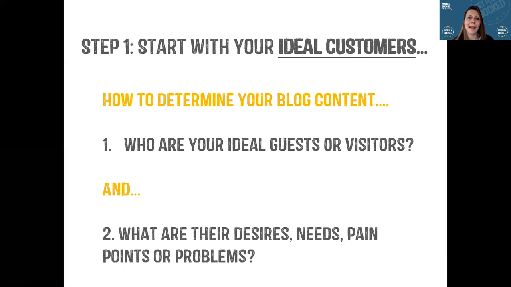So the first step is to think about your ideal customers. So your ideal visitors, guests, or maybe diners. And then think about what is going to be of interest to them. So it could be something around the type of customer they are. So for example, if they travel with their dog, or they are a family, so something to do with family friendly.